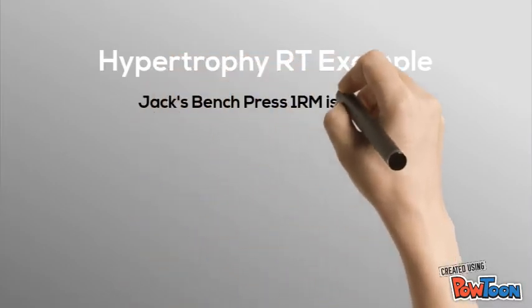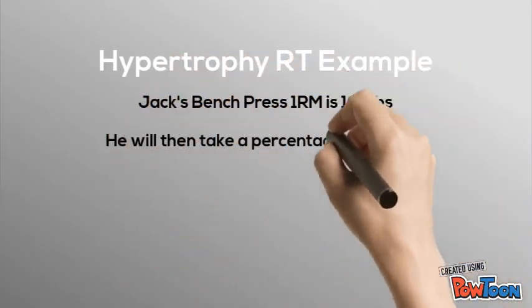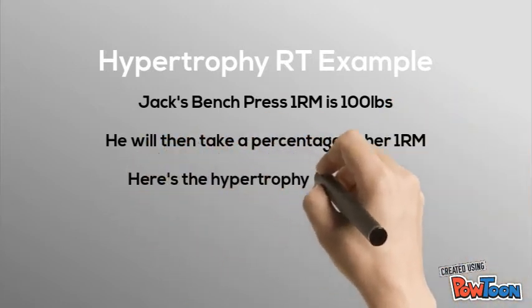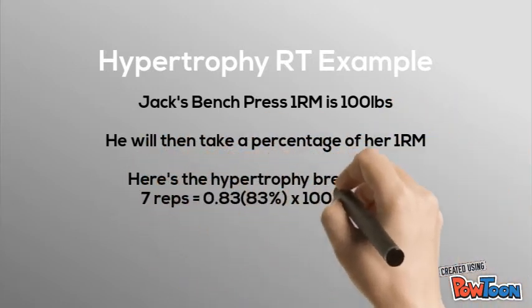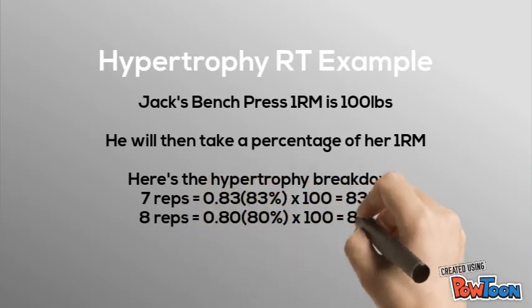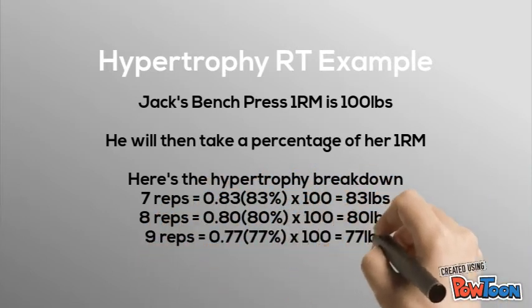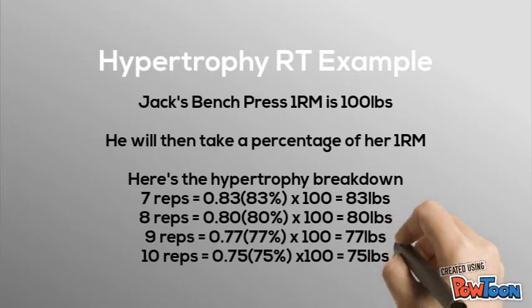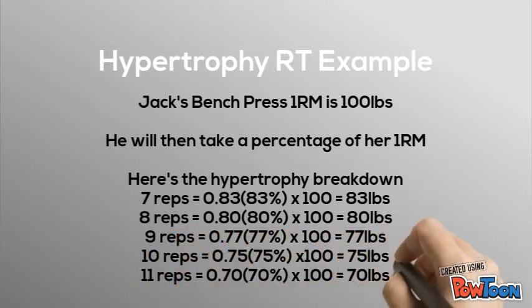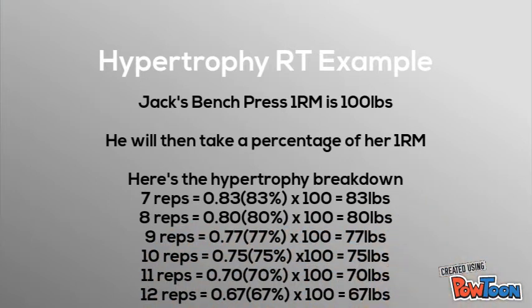Now for muscle growth, for Jack, he can bench 100 pounds. He's going to take a percentage of his 1RM. If he wants hypertrophy, he wants to perform 8 reps. He's going to take 80% of his 1 rep max, and he should be able to do 80 pounds for about 8 reps or so, give or take.